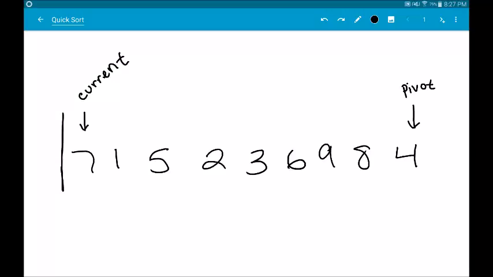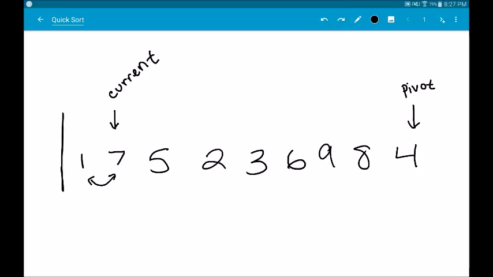So here we have our quicksort. Pivot is set to 4, current is set to 7, and since 7 is greater than 4, we increment current. So because the current is less than the pivot, we want to swap the 7 and the 1, and then we're going to move the wall up and then increment the current.